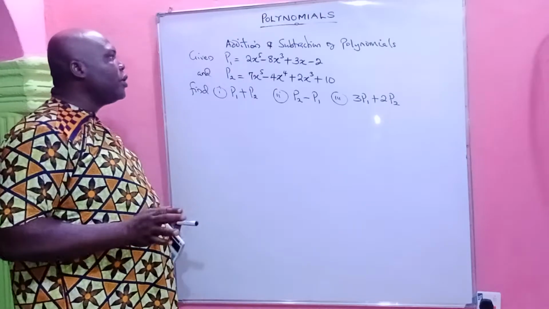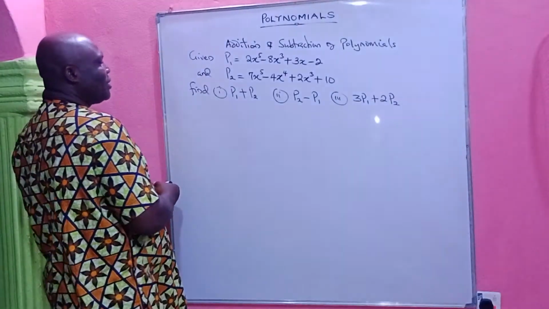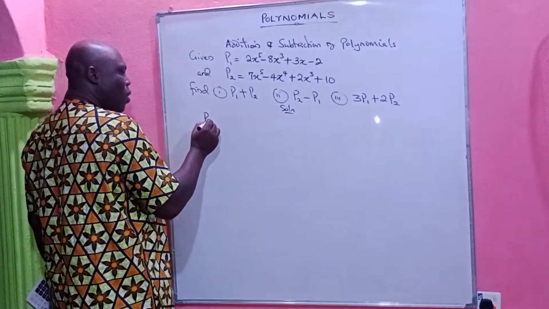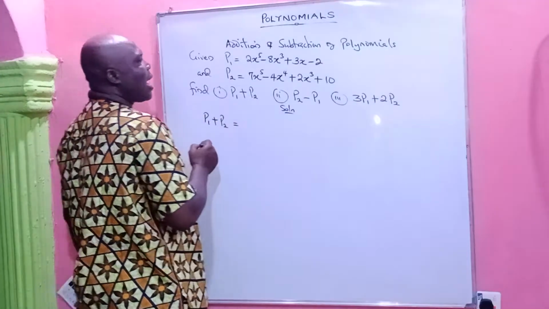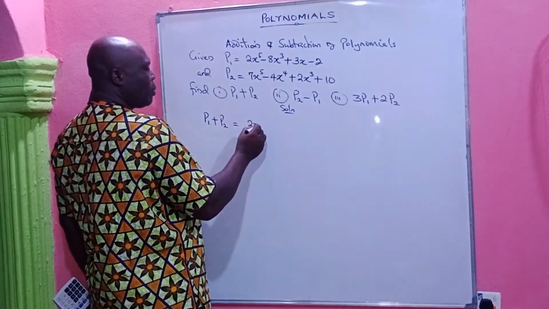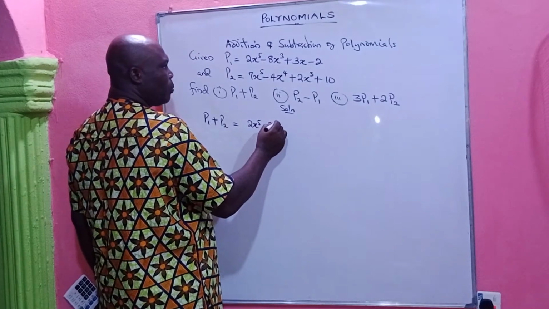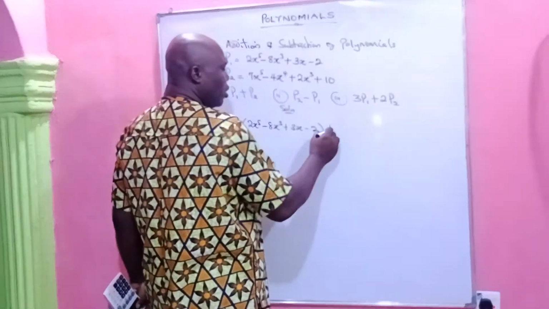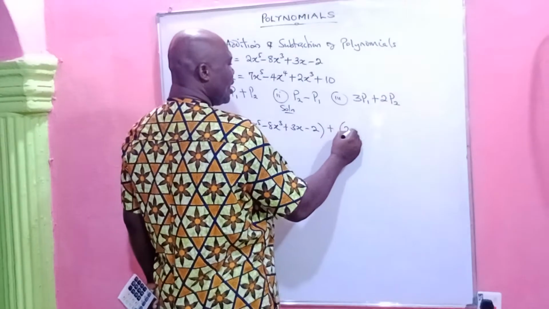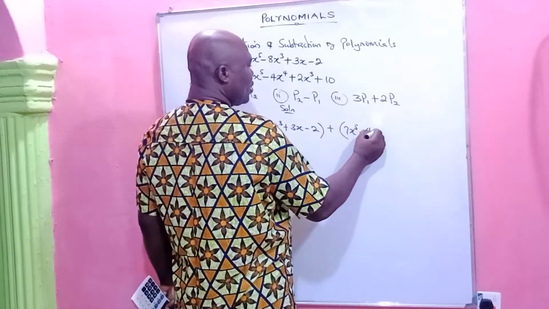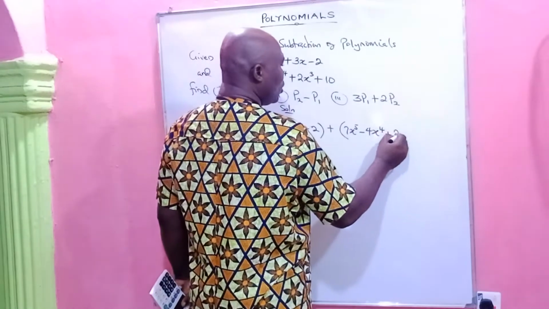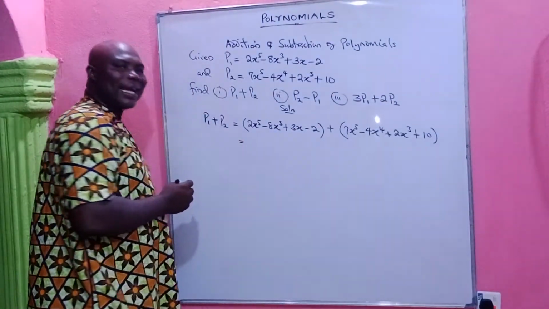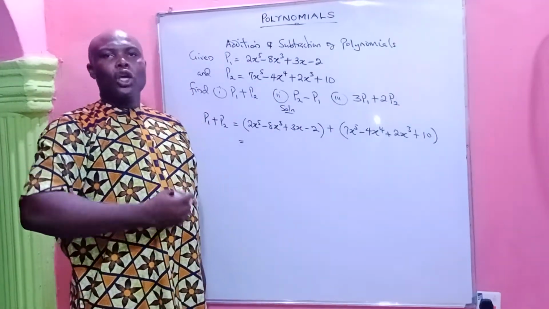Okay, so we want to see how we can resolve addition and subtraction of polynomials. It's simple for any polynomial you are given. Alright, so look at this. The first one, we want to resolve P1 plus P2. So we'll bring out our P1. Our P1 will be 2x raised to power 5 minus 8x raised to power 3 plus 3x minus 2. So we want to add this to our P2, 7x raised to power 5 minus 4x raised to power 4 plus 2x raised to power 3 and then plus 10. Alright, so we simply have to take the terms that have the same powers and add them together.